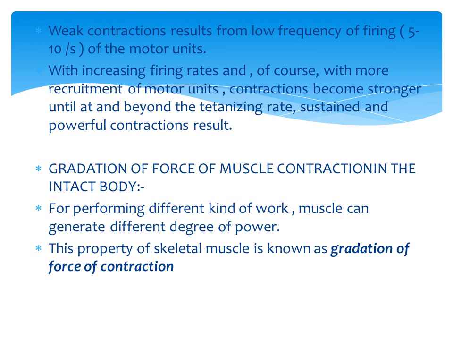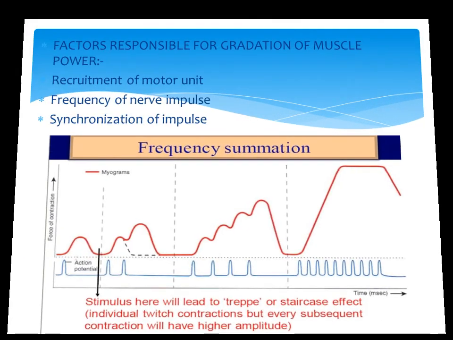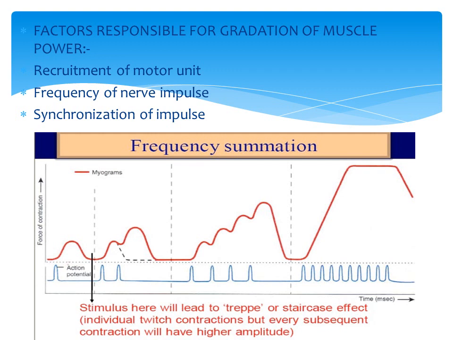Now, gradation of muscle power is made possible by certain factors which affect the force of contraction. These are the recruitment of motor units, frequency of nerve impulses, and synchronization of impulses. Now, coming to recruitment of motor units, the force of contraction produced in a muscle depends upon the number of motor units recruited, and we have gone through the topic in detail in the previous class.